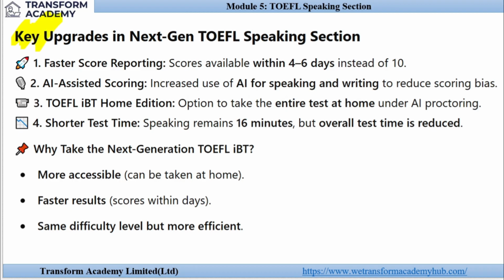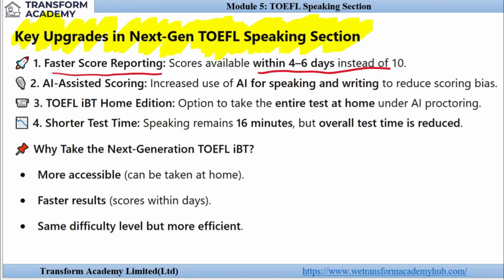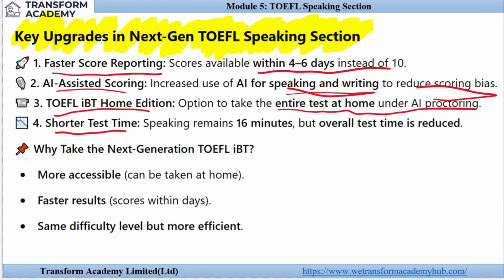Now, the key upgrades in the next generation TOEFL speaking section. What are the key upgrades that are done in this section? So it's faster score reporting, scores available within 4 to 6 days instead of 10. It's AI assisted scoring, increased use of AI for speaking and writing to reduce scoring bias. TOEFL iBT Home Edition, so an option to take the entire test at home under AI proctoring. Shorter test time. So, speaking remains 16 minutes, but overall test time is reduced.